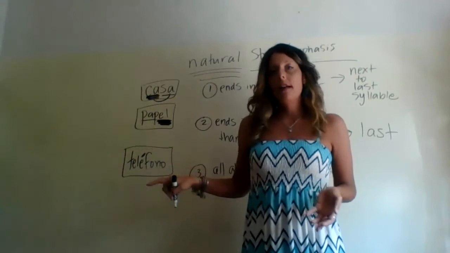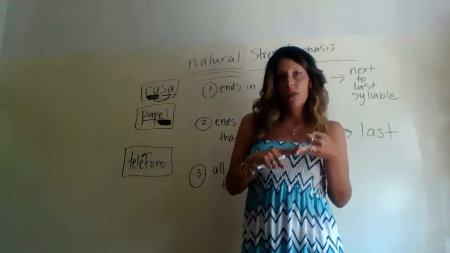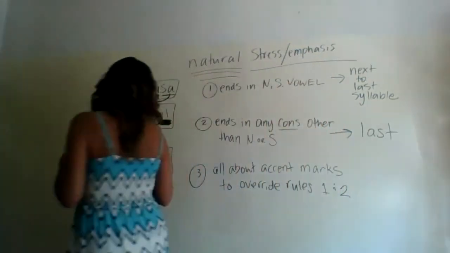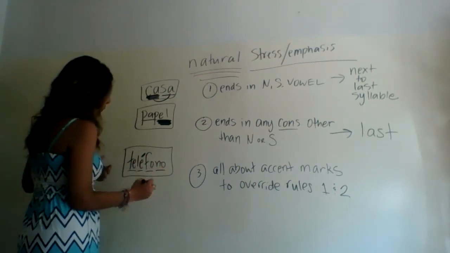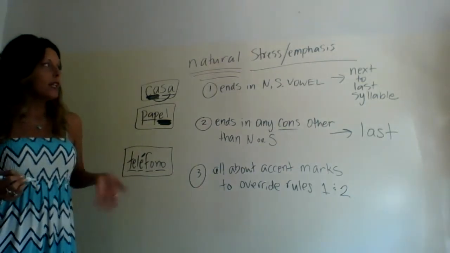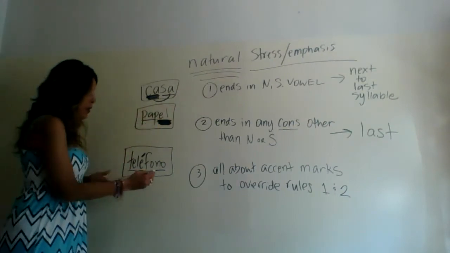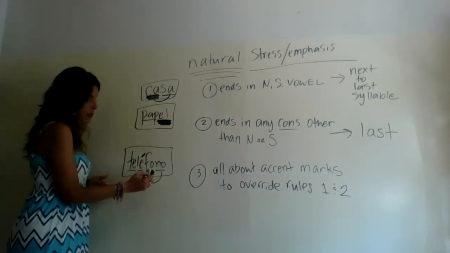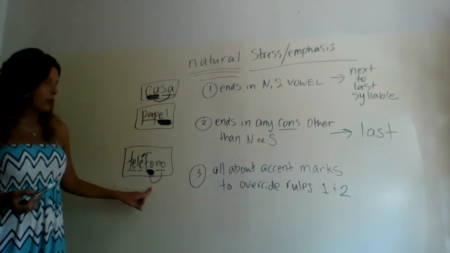Because rule number 1 says if a word ends in an N, an S, or a vowel, the natural stress on that word, when there's no written accent mark, would be on the next to last syllable. So let's break it up roughly into syllables: teléfono. If this word didn't have an accent mark, it would fall under rule number 1, and the natural stress would be on the next to last syllable. This is the last syllable, and this right here, the syllable F-O, or fo, is the next to last syllable.